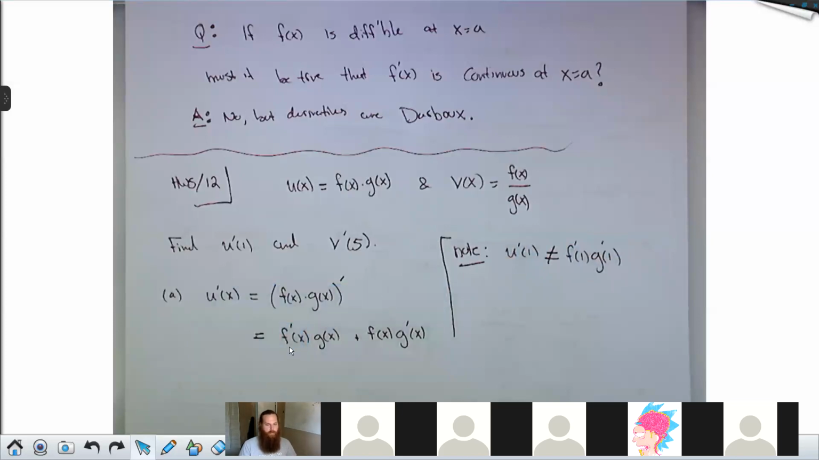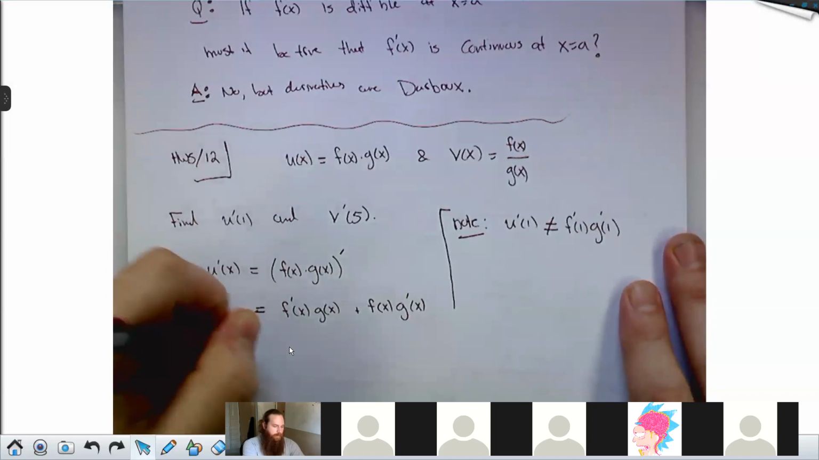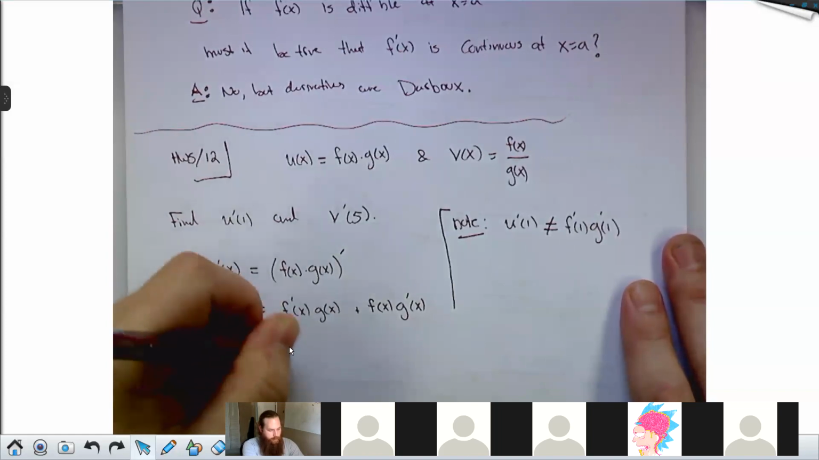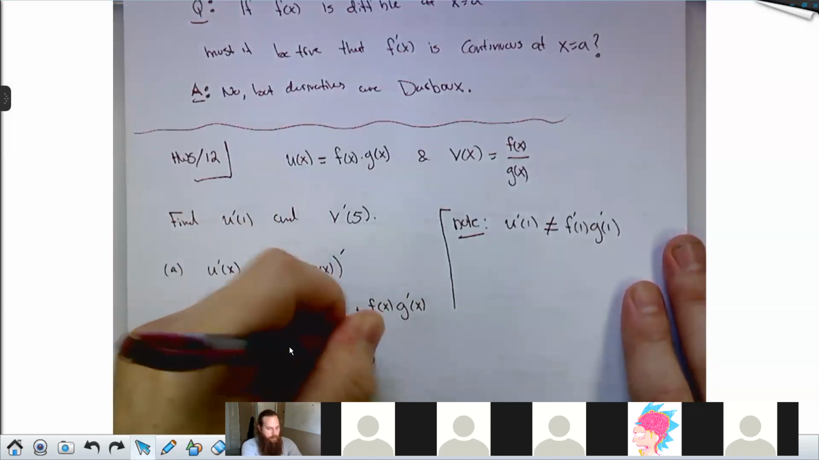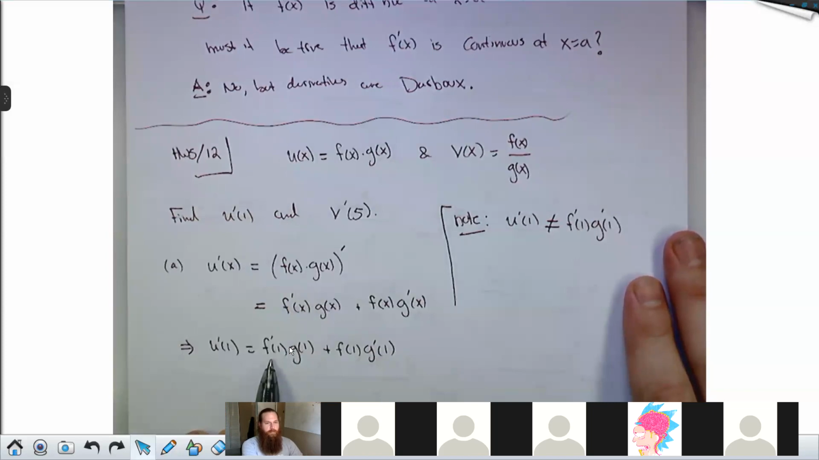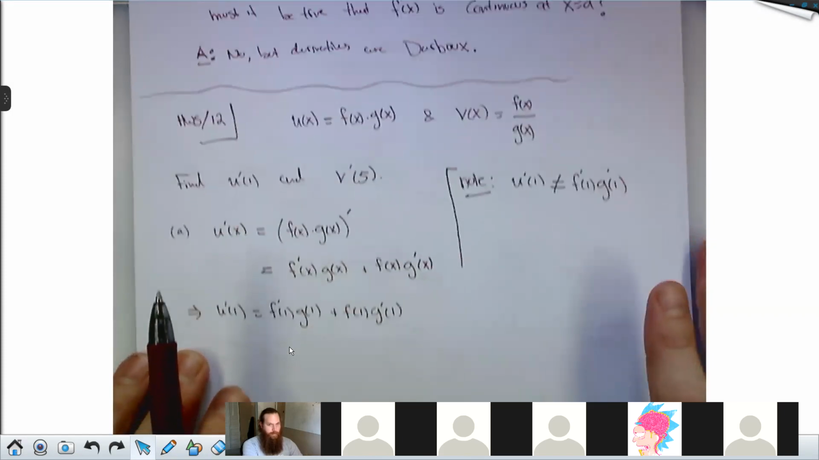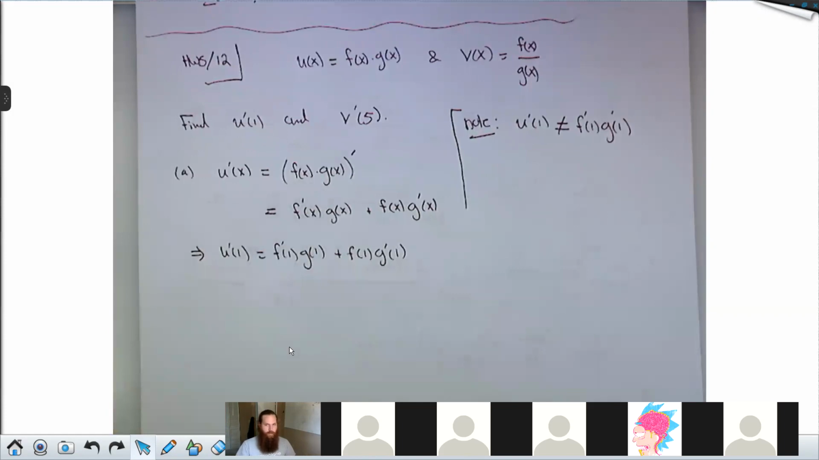So we can now go ahead and plug in 1. So u primed of 1 must be f primed of 1 times regular old g of 1 plus f of 1 times g primed of 1. So you'll take the slope of f times the y value of g plus the y value of f times the slope of g. See the distinction? It's a little bit subtle. So this is one of those cases where you want to sort of just trust the theorems, right? Trust the mathematics. The product rule will work. It'll never lead you wrong.